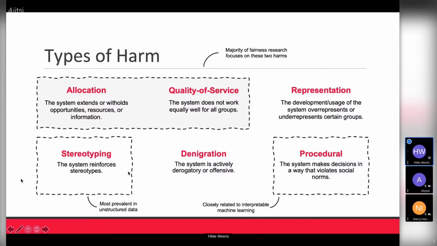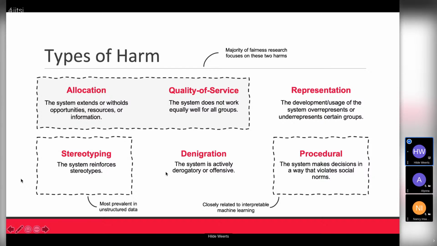The fourth one is stereotyping. So this relates back to the translation example. Another example would be if you Google search an image search of CEO and all you get is white middle-aged men, then that could be a form of stereotyping harm. And this is particularly prevalent in unstructured data. So like videos, images, text, and stuff like that.